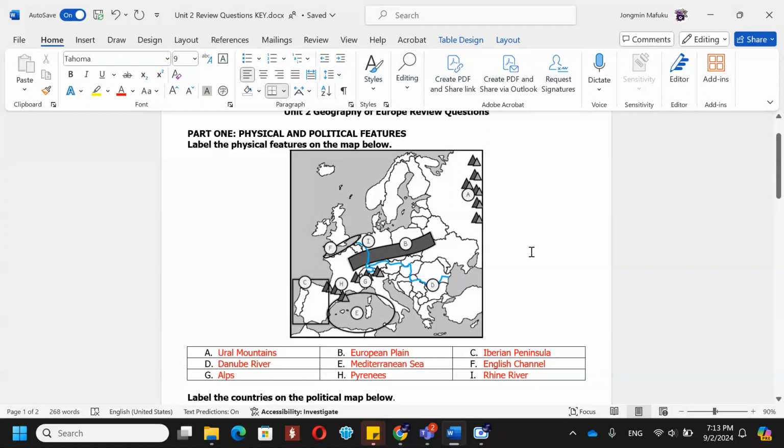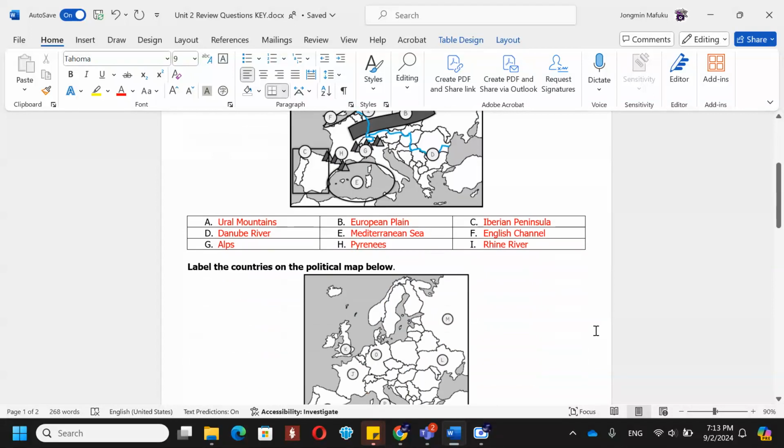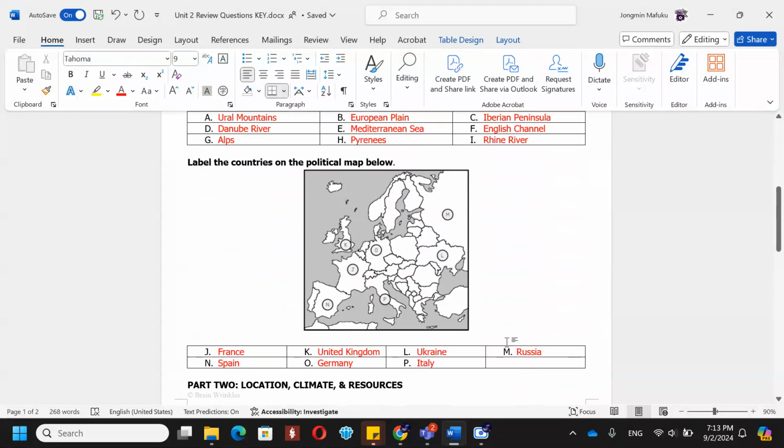And then we go Rhine River, an important river in Germany that goes south and north through Switzerland, Germany, going to the Netherlands. Now let's do political features. Political features should be easy, right? Let's go quickly. J, France. United Kingdom is K. Ukraine. And then we got Russia on the west, on the east side.